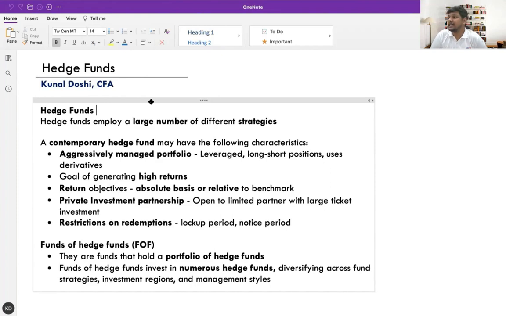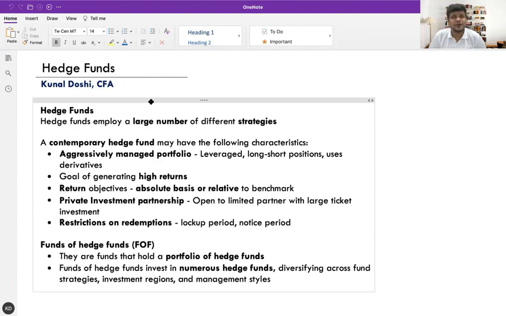Hedge funds invest in derivatives. They invest in long, short. They also do short strategies. They take unlimited risks. Clear? Their focus is maximization of returns. They don't care too much about risk. They deliberately take more risk.